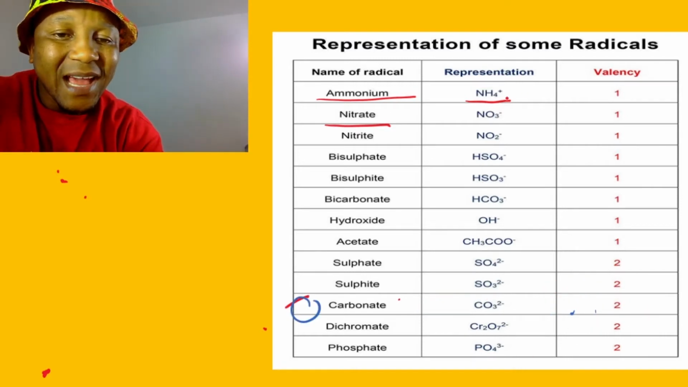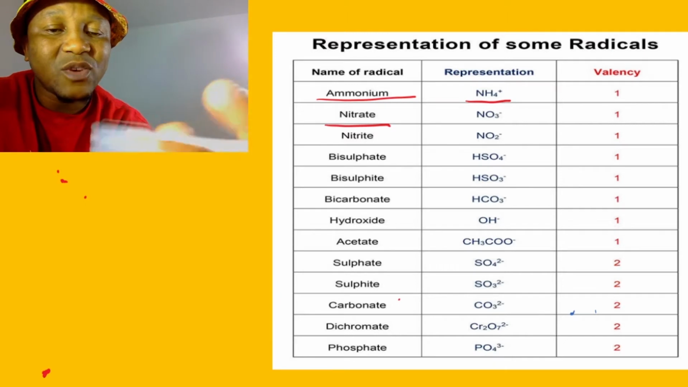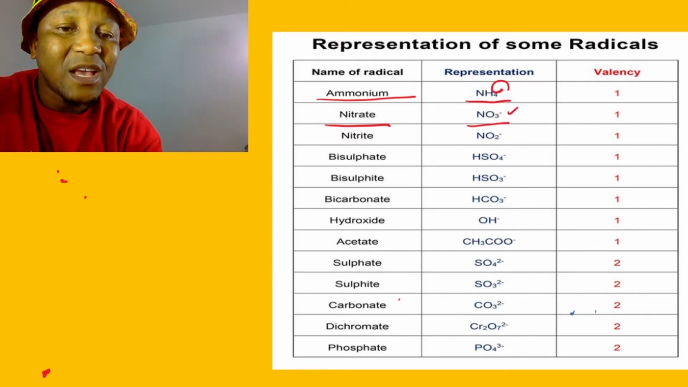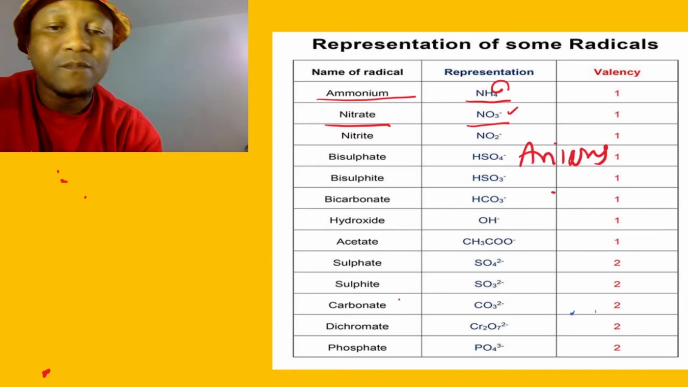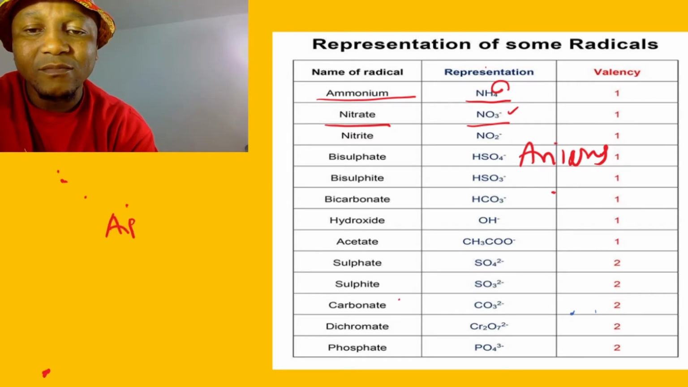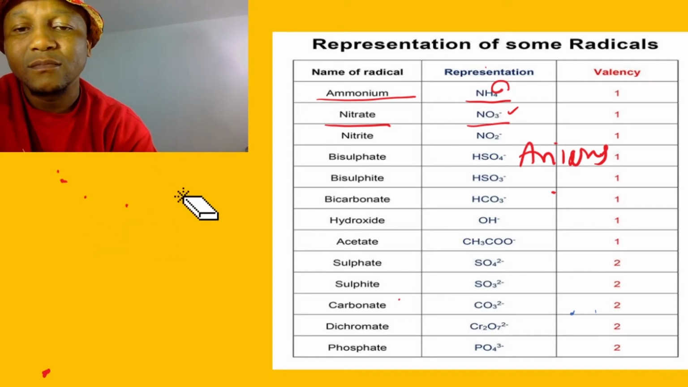So the first one is a cation because it has a positive ion. This one is an anion because it has a negative. So the one with the negative ion, we call it what? Anions. And these negative and positive, we call them what? Ions. I'll write it bigger here, ions.